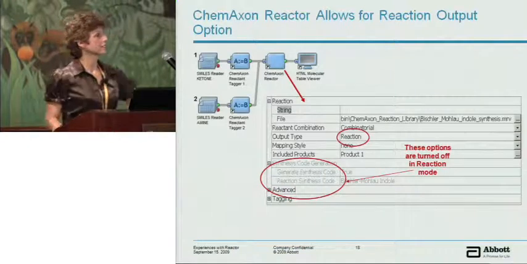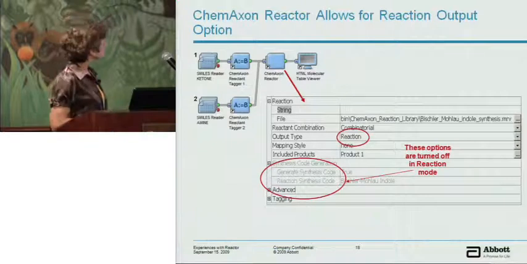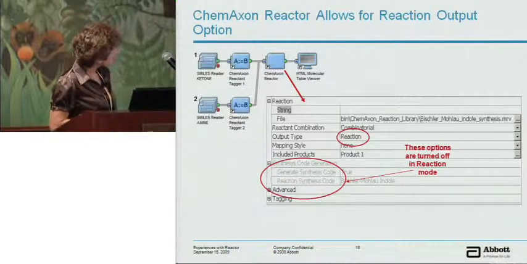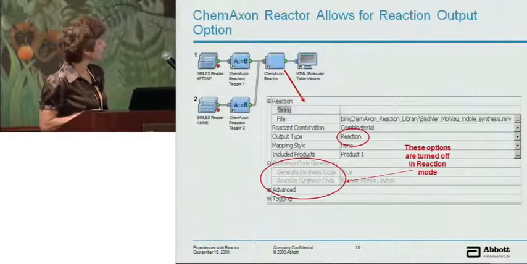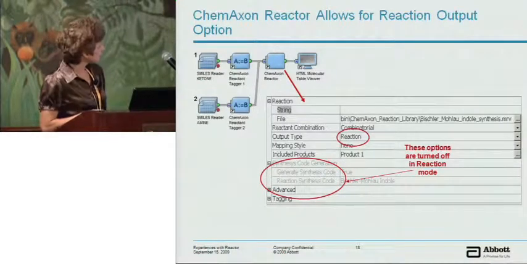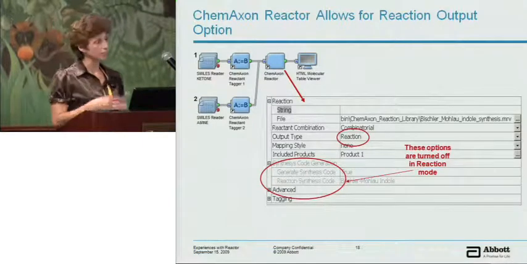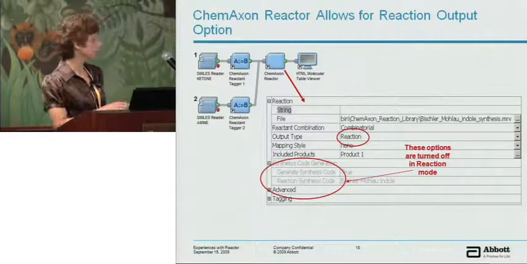Now, Reactor does allow for reaction output as one of its choices. So in the Pipeline Pilot choices here, where we originally had selected output type to be product, I just selected it to be a reaction. When you do that, the synthesis code generator option is automatically turned off, because now you're going to be generating a reaction and not an individual molecule.